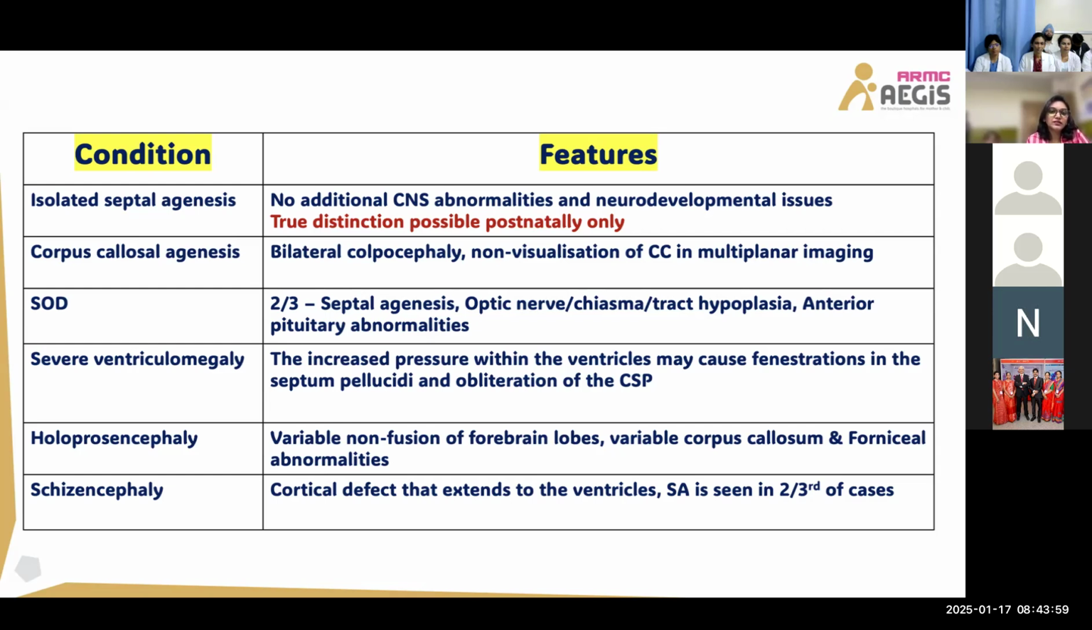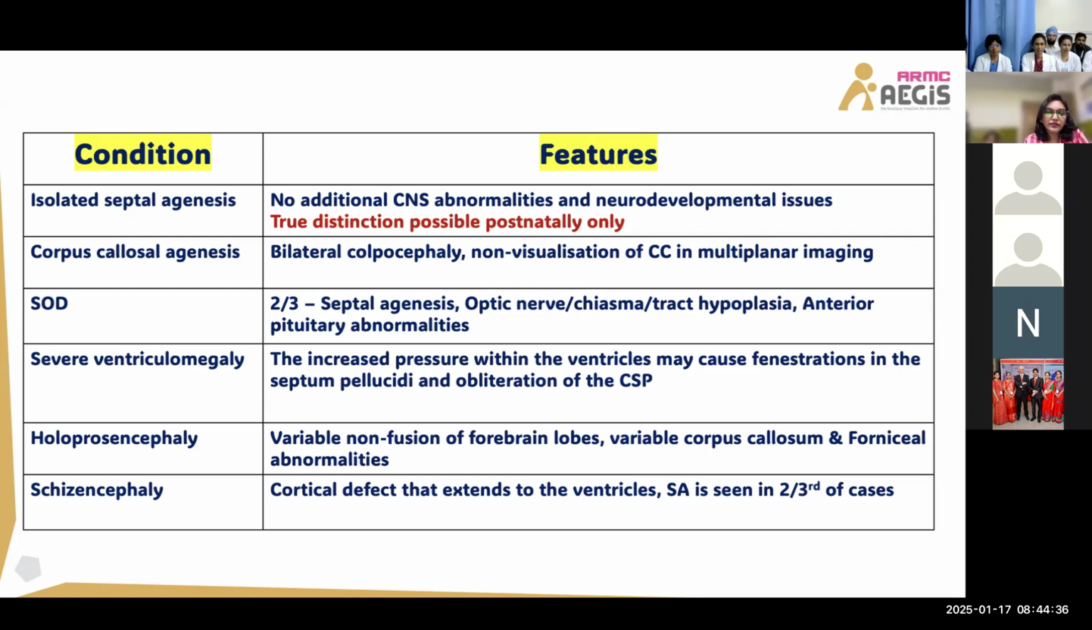features. Whereas what happens in severe ventriculomegaly is the increased pressure within the ventricles may cause perforations in the septum pellucidum, leading to obliteration of the cavum septum pellucidum. Coming to holoprosencephaly, here we are very much concerned about the last 2 variants, that is the lobar and middle interhemispheric variant, because the alobar and semilobar variants would be diagnosed quite easily. So these other 2 variants would be the differentials for septal agenesis, with variable non-fusion of forebrain lobes and variable CC and fornicial abnormalities.